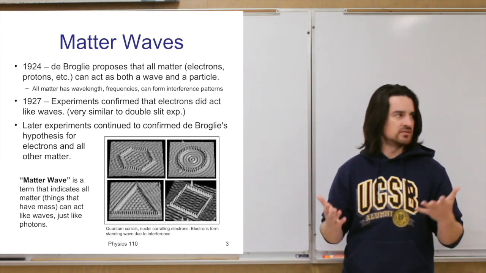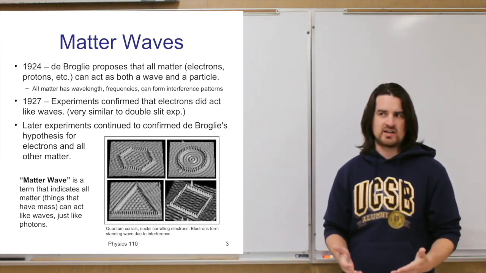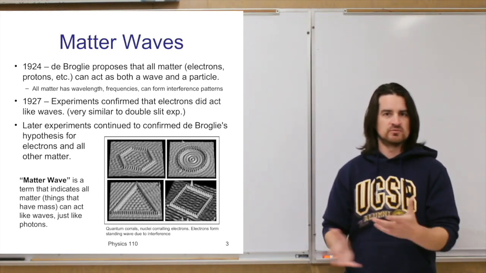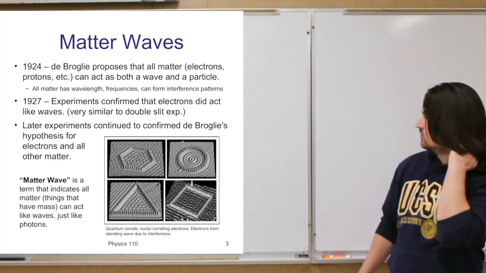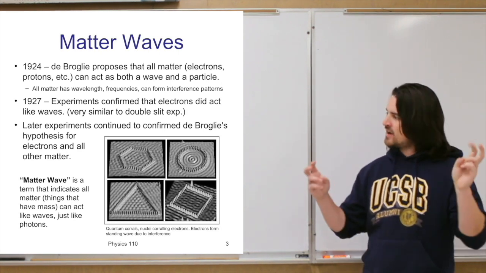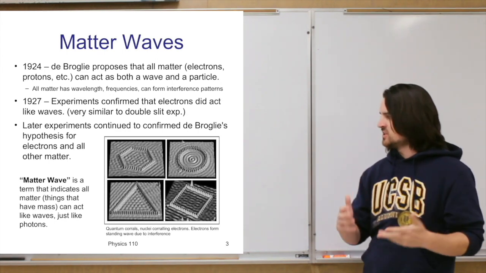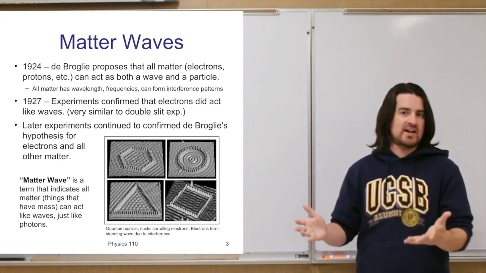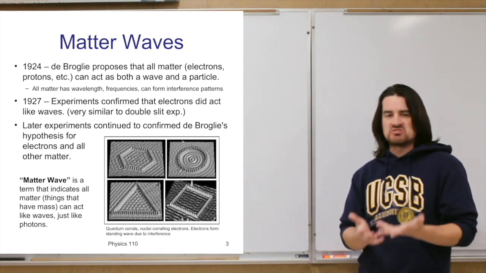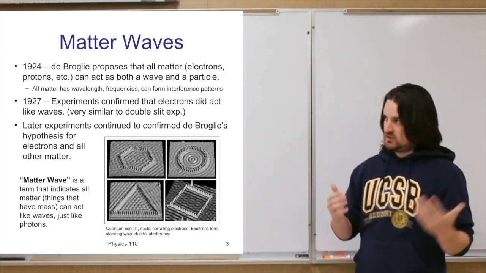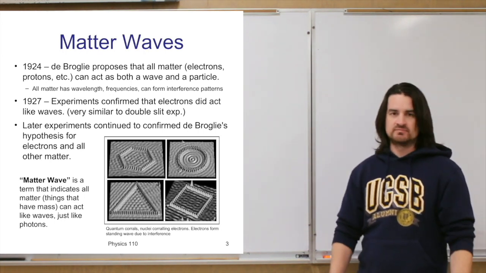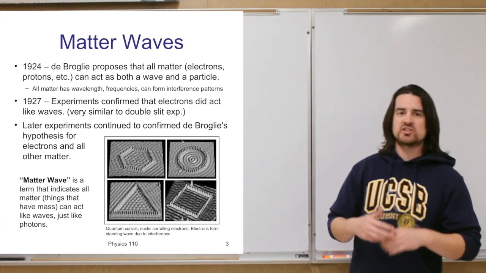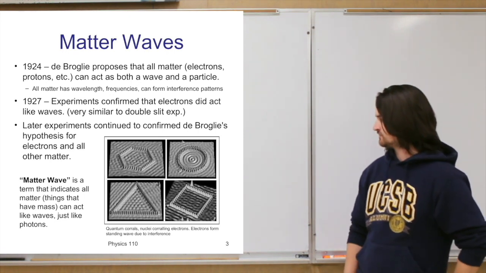Everything acts on the quantum scale, the subatomic scale, as a particle and as a wave. It just depends on how you look at it and what the circumstances are. So this term matter wave is used to indicate that all matter acts like waves, just as photons do. And remember, matter is a term that means something that has mass, a kilogram or a gram.